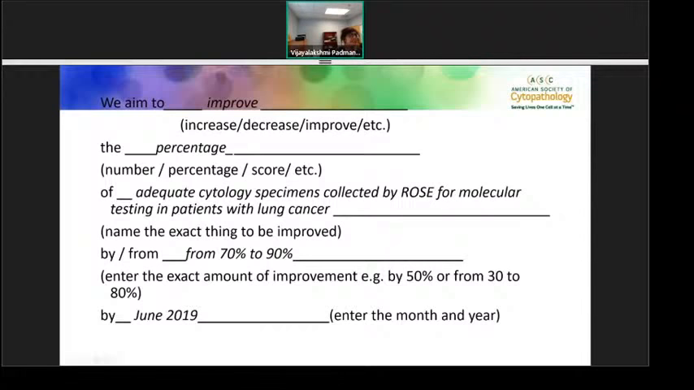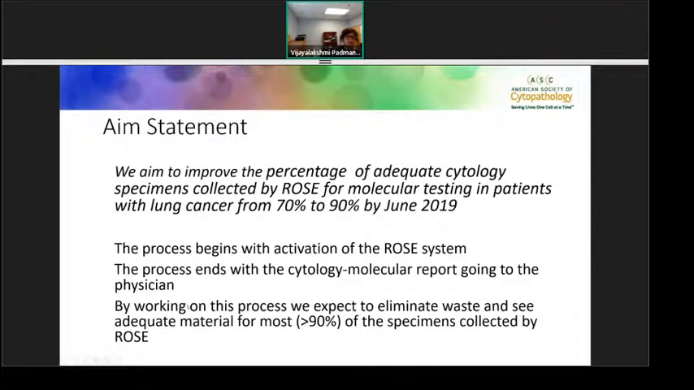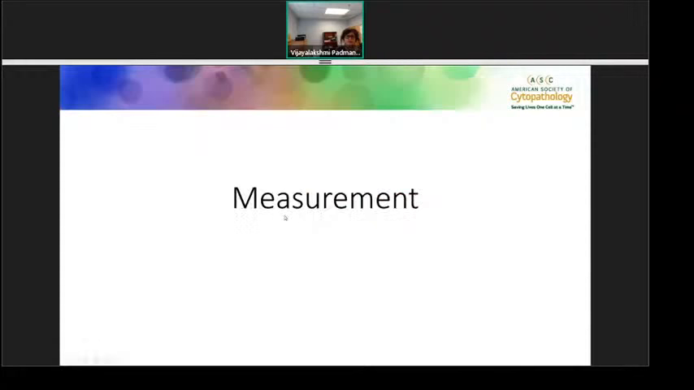Sometimes you may not have this 70% baseline. For me, my clinician said, your baseline is only 50% of your cases are being adequate. So for me, I used that. But the goal was to increase it to 90%. That's where we wanted to end. By what time, June 2019, 2021, whatever time you may choose. And then have a start and a stop for your process. When will your process start and when will your process end? That way you really want to eliminate waste, because you don't want the patient coming back for another collection process. So, measurement.